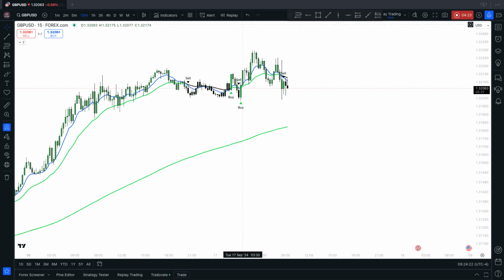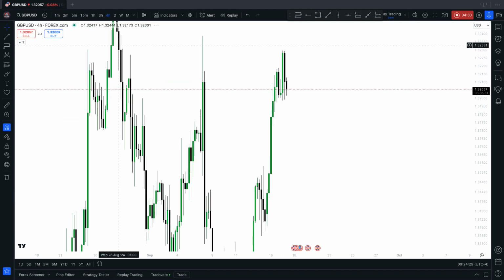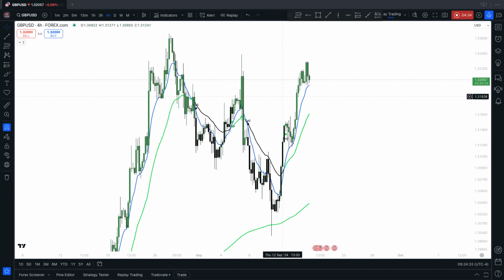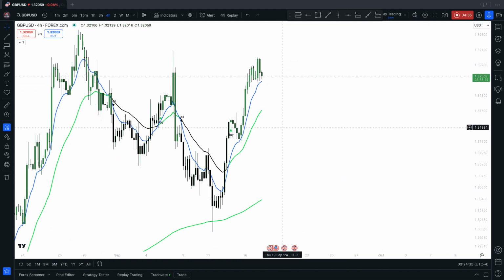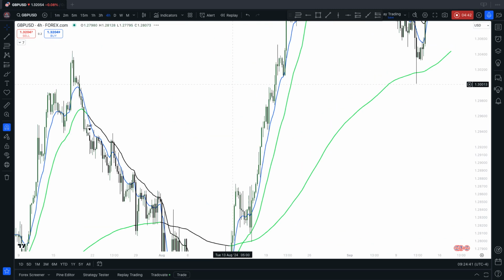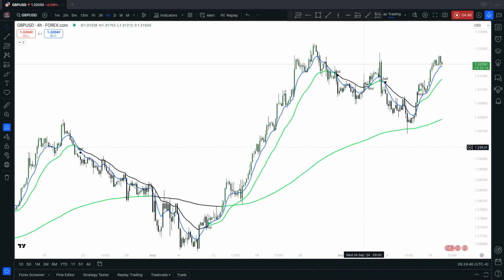And that's it. Works best on 15 minutes up to 4 hours, whatever you want to use. I would recommend that you don't go below 15 minutes on this for best results, but it's entirely your choice. As you can see, the higher time frame you go, the less signals you get, but the bigger moves you get.